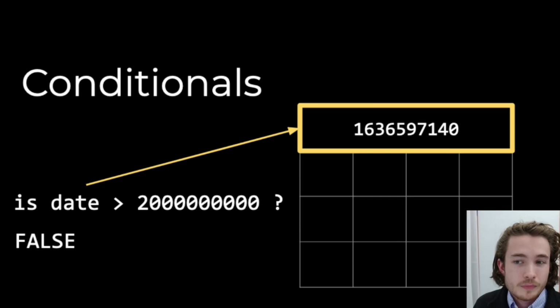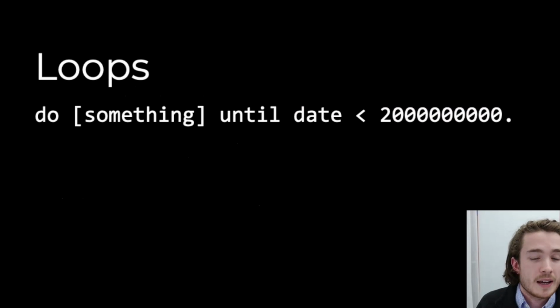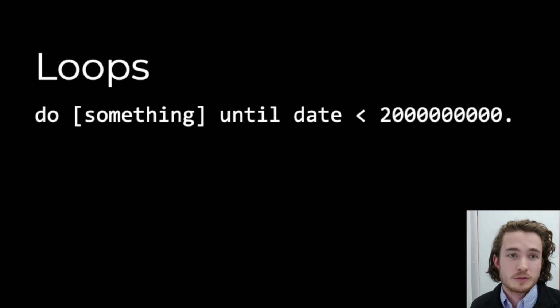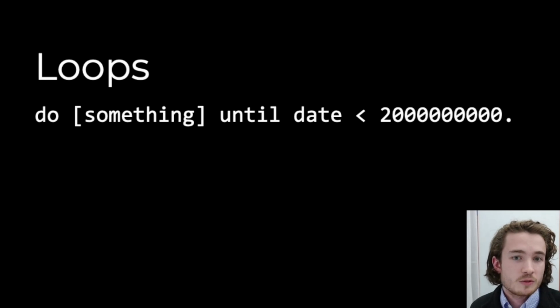Now, that's okay, right? But what if we have something that we want to do that's not just a single operation? If we go back to our operators here, we've added 1, but since time keeps going on, we want to actually be able to keep updating this time. And that's where this idea of loops can come in handy. So here we have this English sentence of saying, I want to do something until the date is less than, let's say, 2 trillion here. And again, we're counting seconds from January 1st, 1970 in this case.